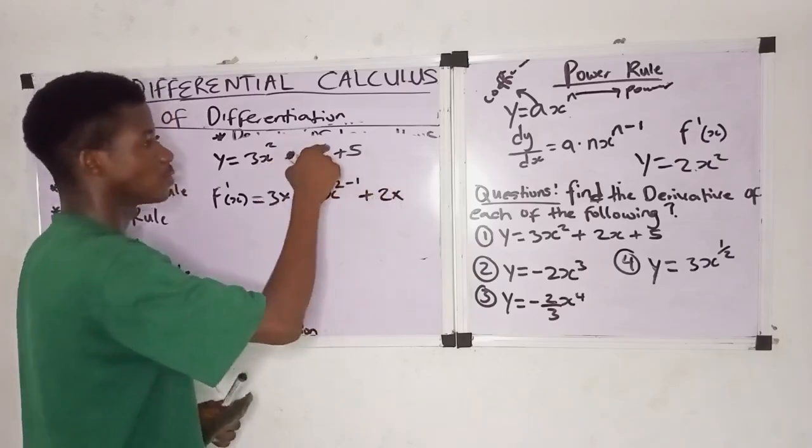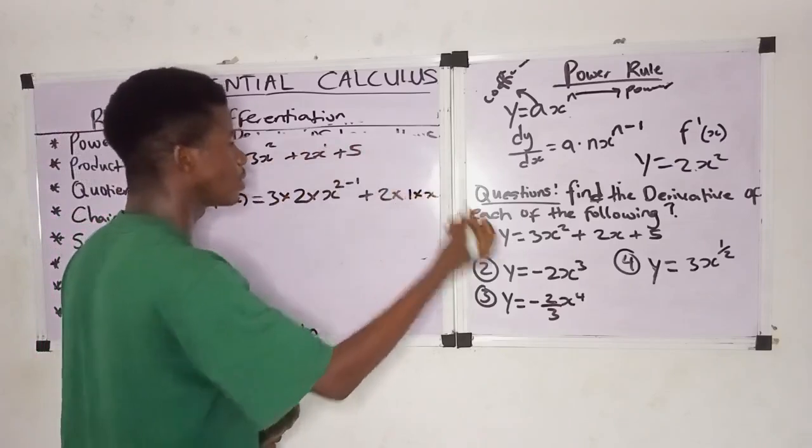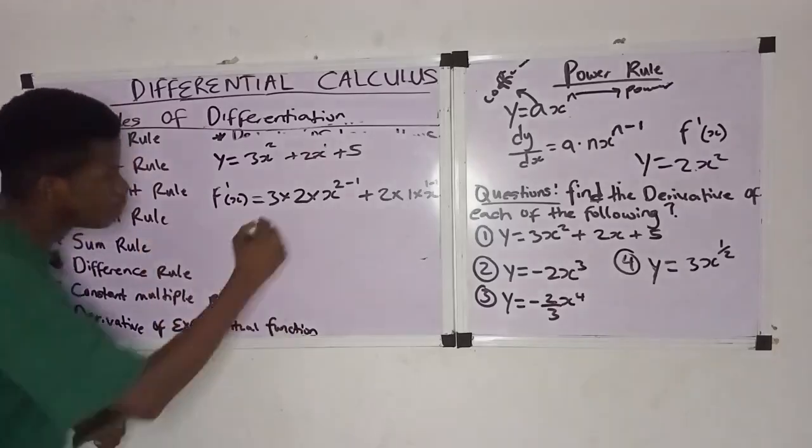2 times, now we multiply the variable by the power, which is 1. So 1 times x. What I'm going to do next, we subtract 1 from what? From the power, right? Then we continue plus.